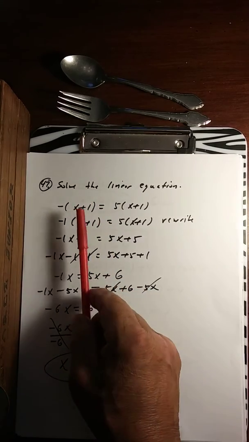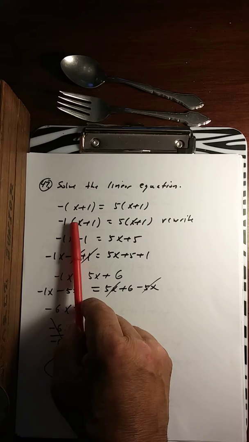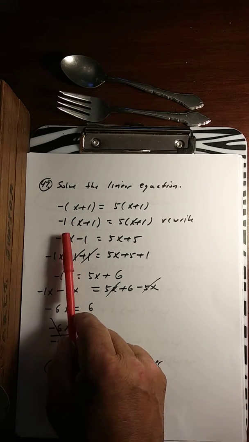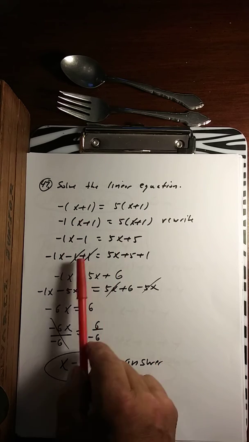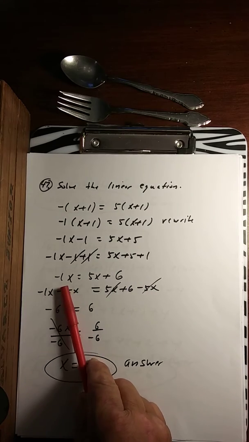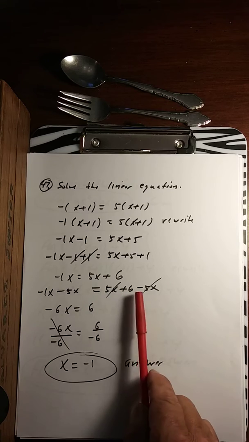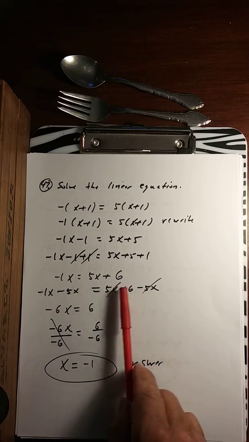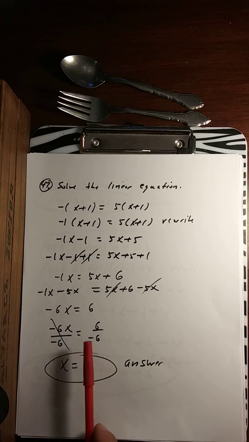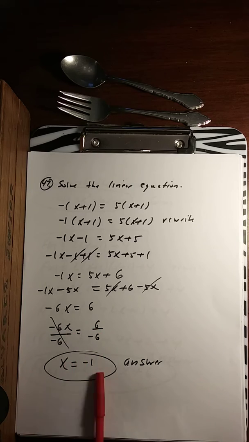Alright, so now solve this one. This will be negative 1 times this, rewrite it. Negative 1 times that, negative x, 1x, negative 1. So plus 1, plus 1, so we have negative 1x equals that. So now we're going to go negative 5x, it's going to be negative 6x equals 6. So we divide by negative 6, divide by negative 6, so x is negative 1.